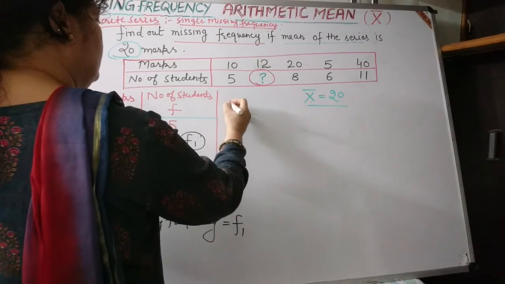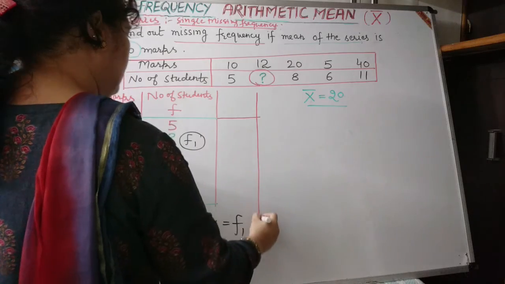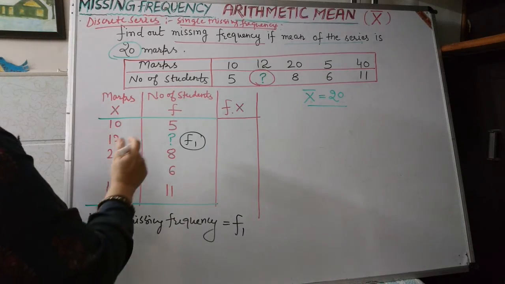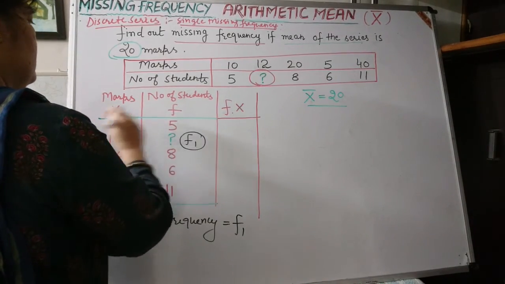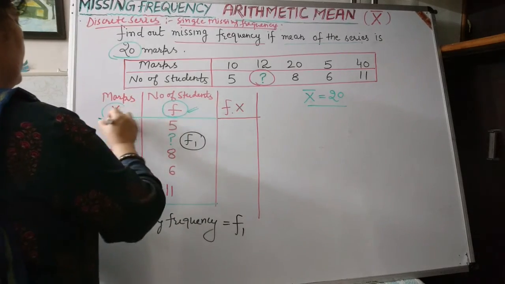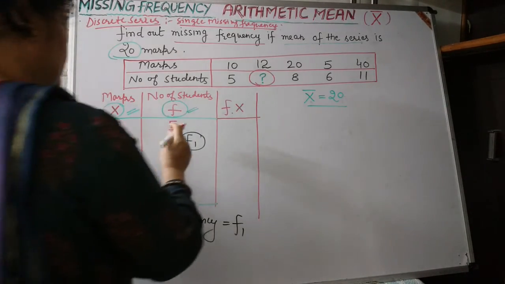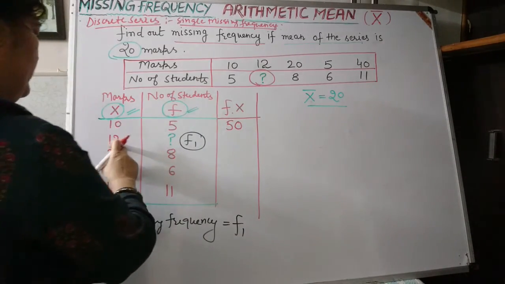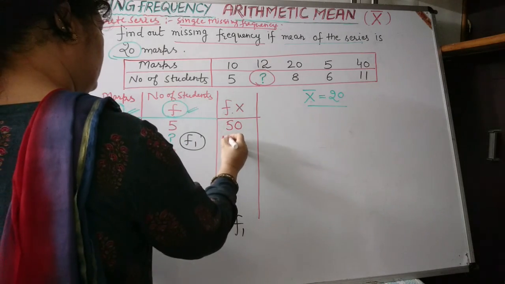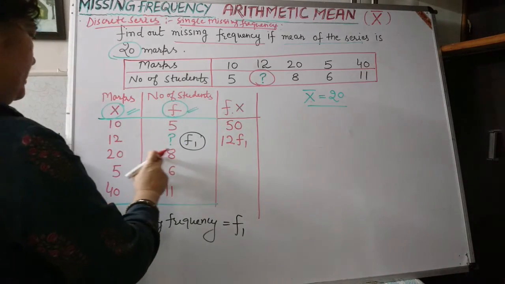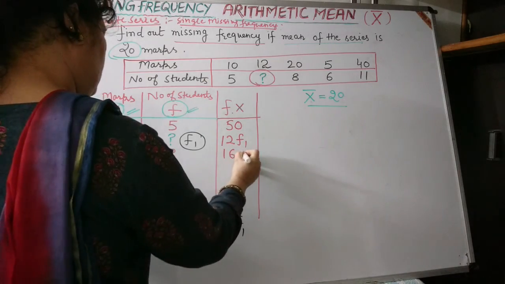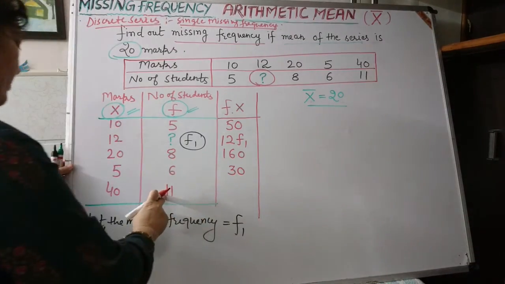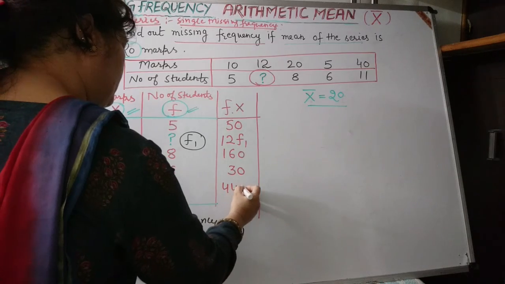In our next column we are calculating fx, because this is a discrete series, so the values of f will be multiplied by the values of x. It will be 10 multiplied by 5, 50. Then 12 multiplied by f1, 12 f1. Then 20 multiplied by 8, 160. 5 multiplied by 6, 30. And the last one is 11 multiplied by 40, 440.